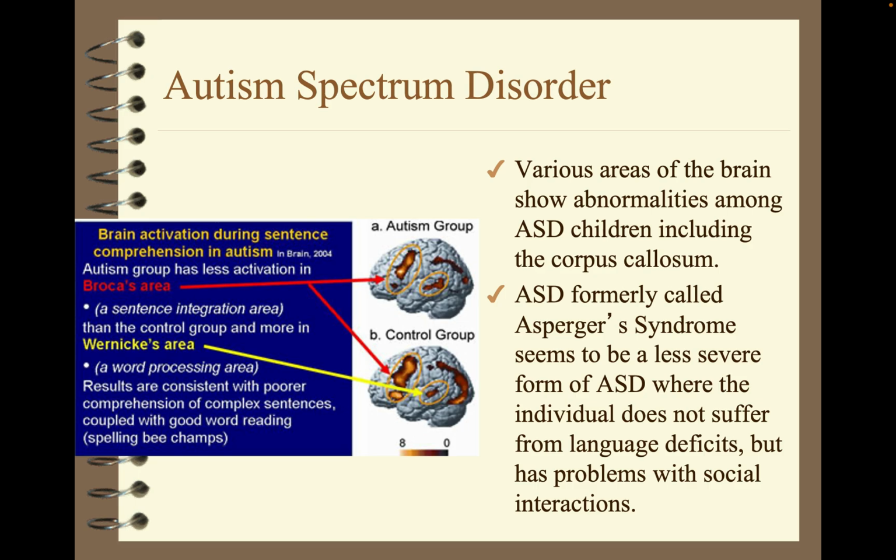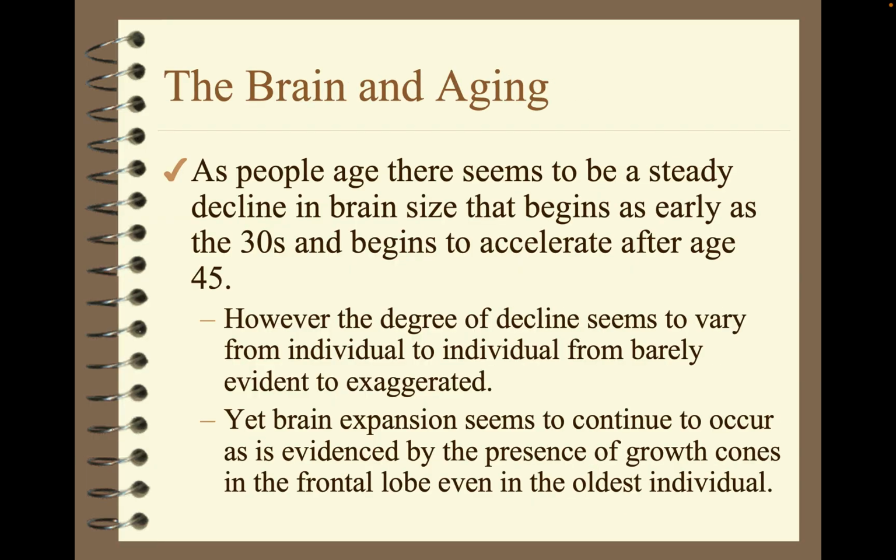Various areas of the brain show abnormalities among autism spectrum disorder children, including the corpus callosum. Autism spectrum disorder, formerly called Asperger's syndrome, seems to be a less severe form of autism spectrum disorder, where the individual does not suffer from language deficits but has problems with social interactions.